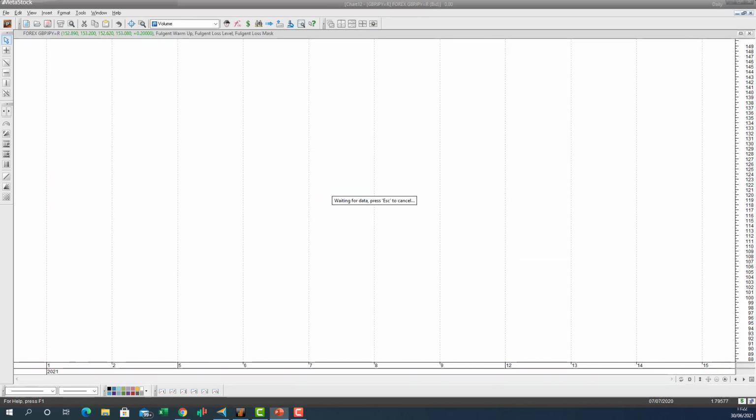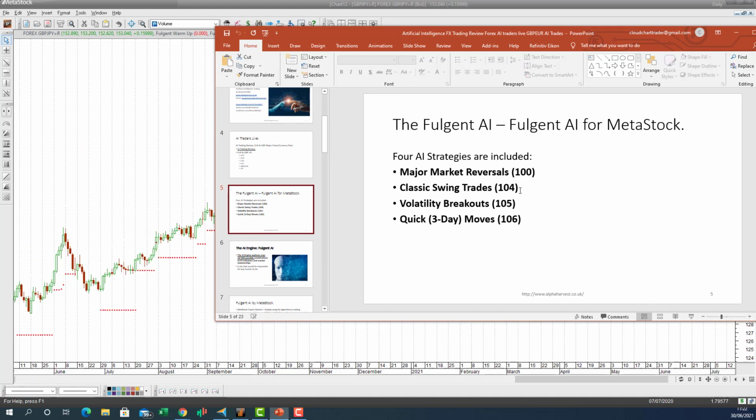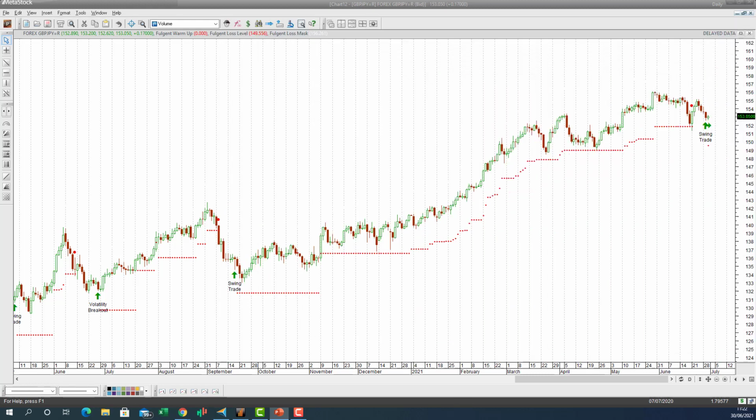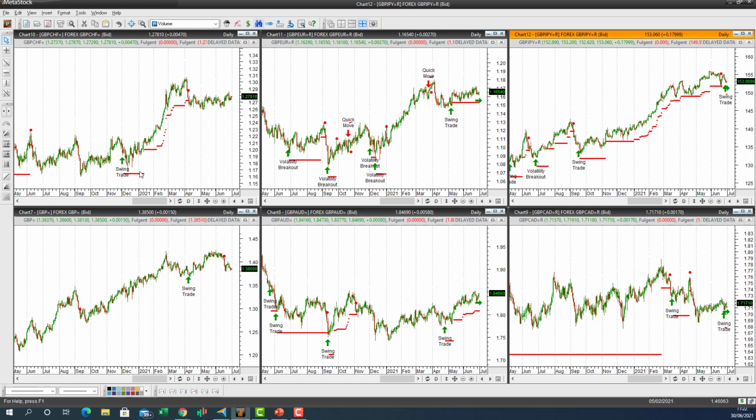signals we're looking for. Just to recap, we're looking for the major market reversals, classic swing trades, volatility breakouts, and quick 3-day moves. Now these will cater for various kinds of trading styles depending on the time frame that you have, even for currencies. So I'm going to put them all in one window so we can see where we're at. You can see there GBP Swiss franc had a nice trade there.